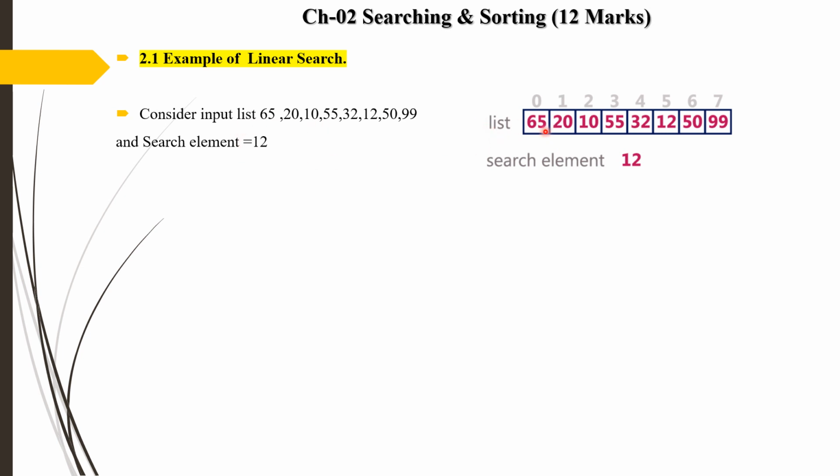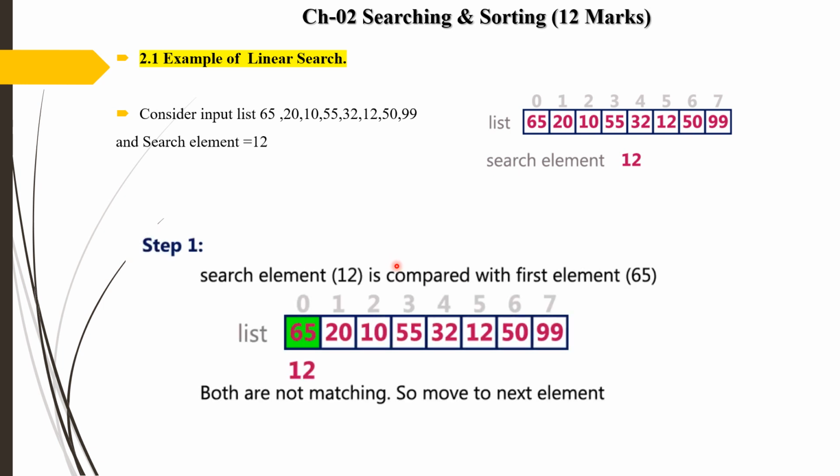All elements are arranged continuously, and these are the indexes 0, 1, 2, 3, 4. These are the indexes of the elements. And our search element is 12. So simply, we represent the list in the representation of an array. So next we start the iteration. Step 1, search element 12 is compared with the first element, that is 65. Both are not matched, so move to next element.